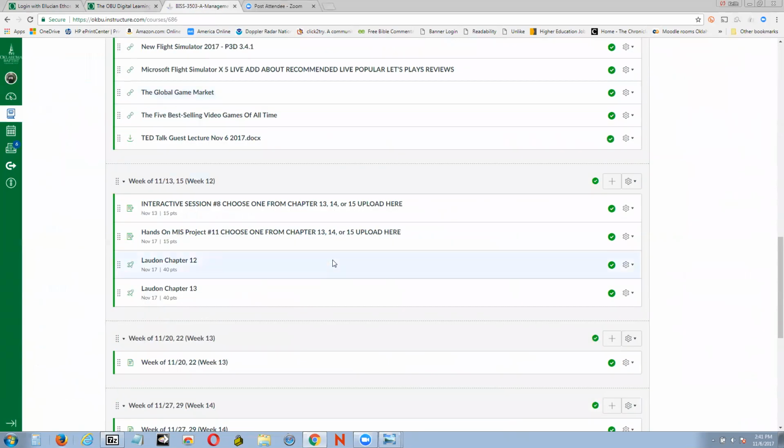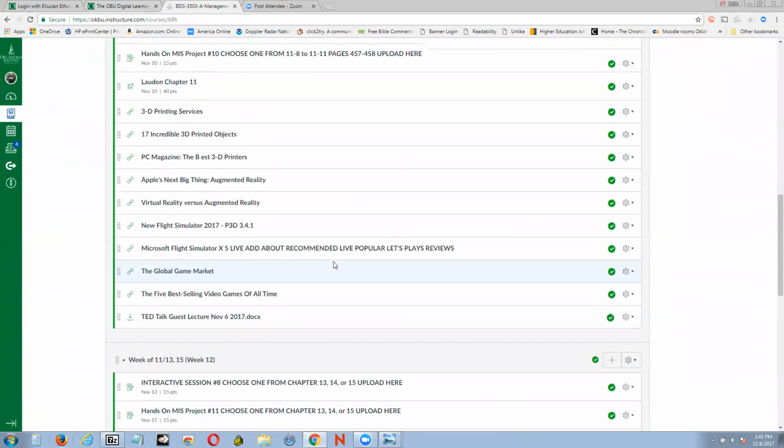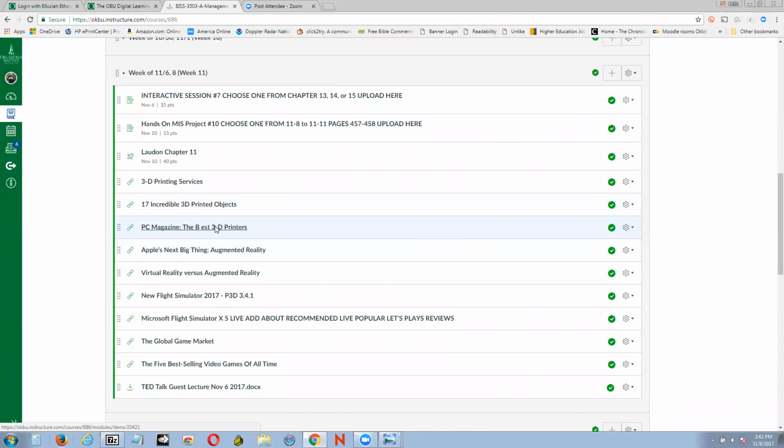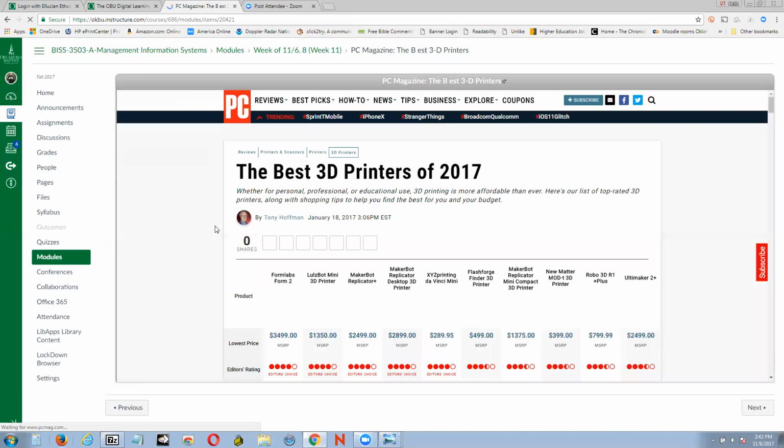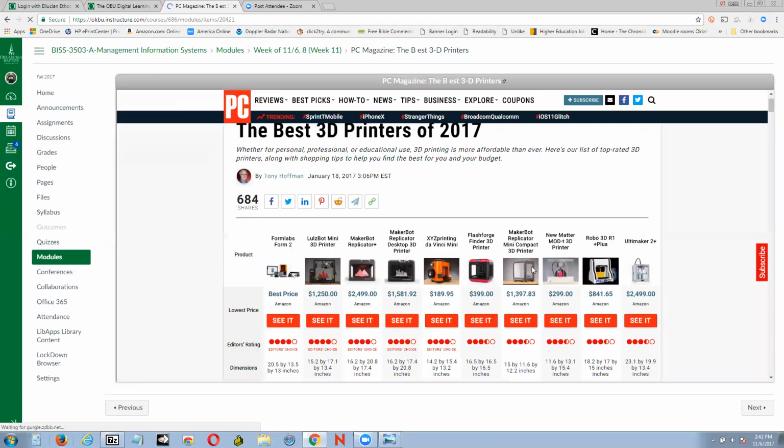Again, I tried to just find you some things to take a look at that I thought would get you thinking. Now, this is from PC Magazine, and they talk about the best printers. Why did I go do this? Well, I wanted you to see the pricing on these. Now you're seeing stuff that ranges from something that's $2,500 to $1,000.